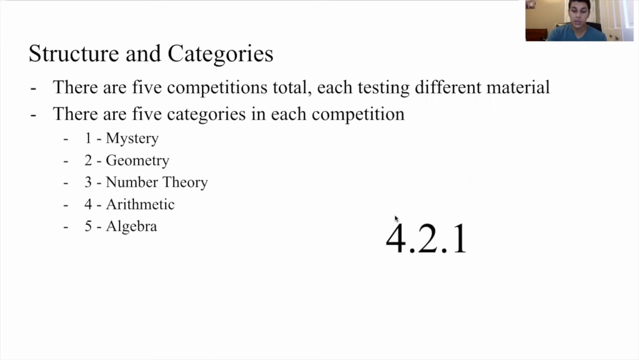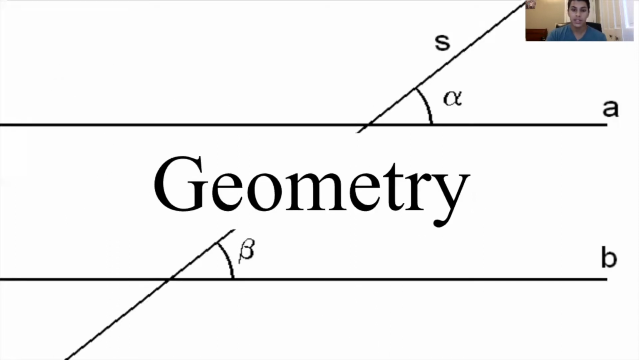This video will be labeled 4.2.1, for example, where the 4 represents the competition number, as in Meet 4. The next number, the 2, represents the category, which means we're talking about geometry, because as you can see over here, geometry is number 2. And the last one, the 1, is just the section of the geometry, to help break things down and for a little bit of organization. So, as I was saying, the first category inside Meet 4 that I can teach you is geometry. So let's get right into it.